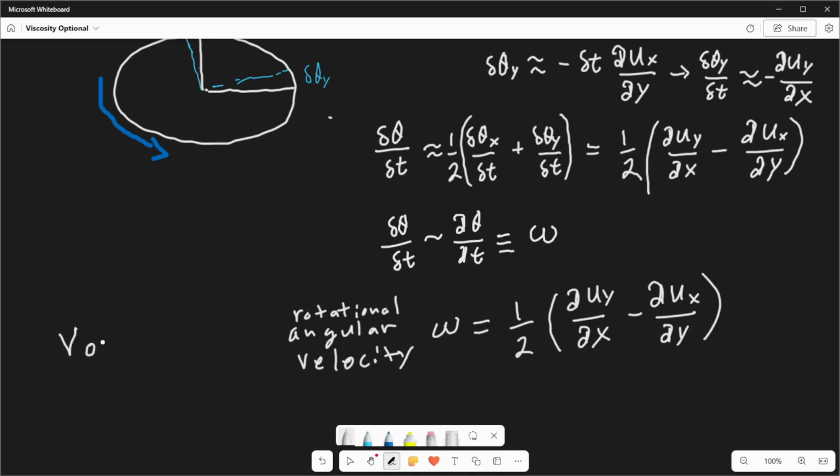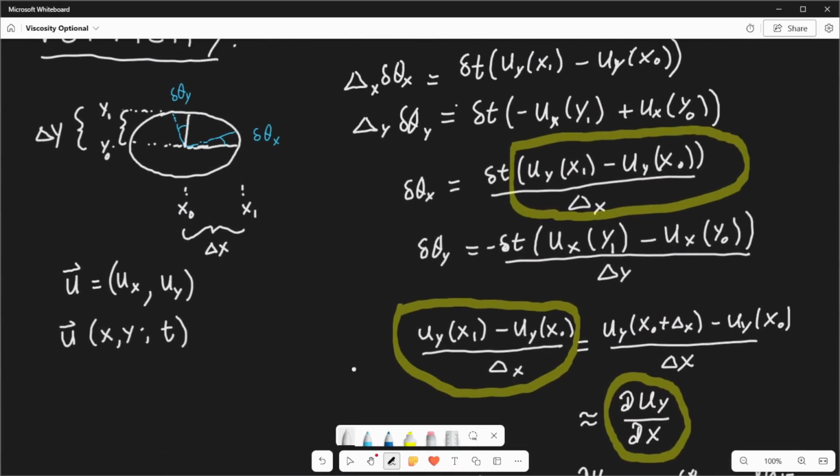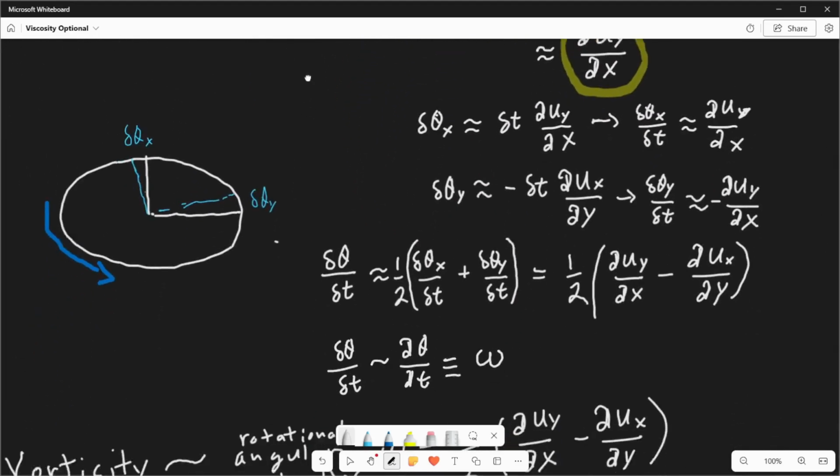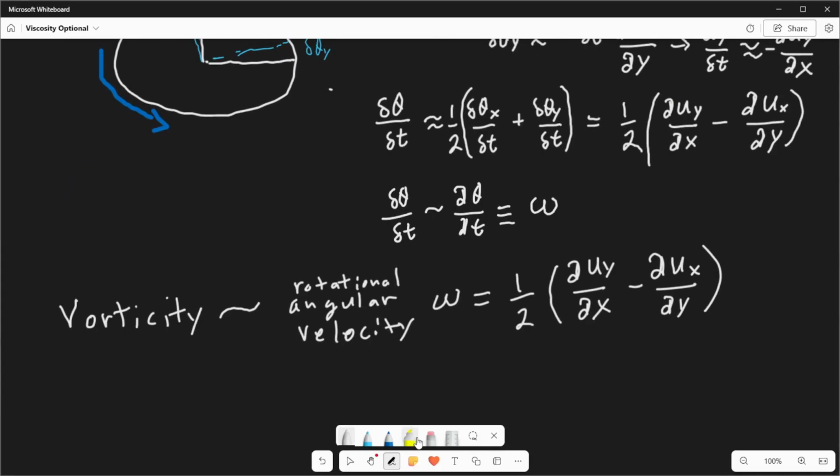So vorticity, let me spell this right. Basically goes like the rotational angular velocity, which in turn goes like this combination of partial derivatives with respect to the velocity field. And that's going to be important later on in the actual derivation of the tensor for the viscosity. You can check this. Yep. So that is of that.